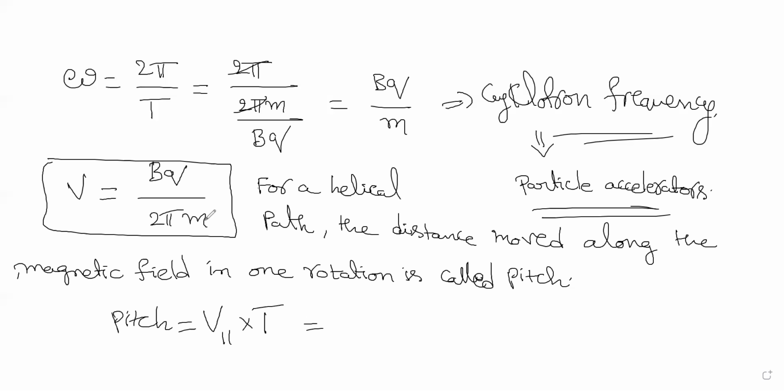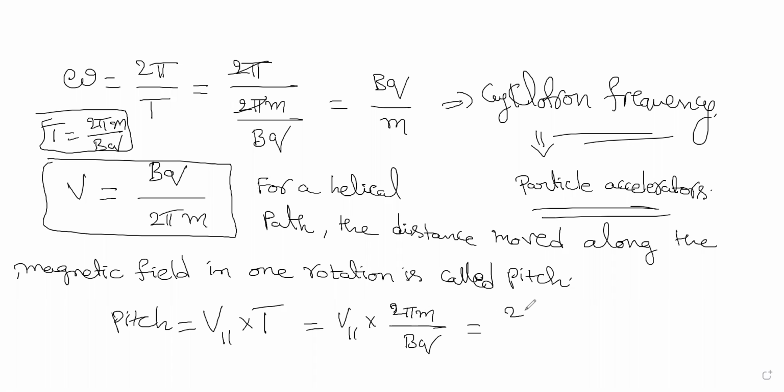What was the expression for the time period? From here itself we can get, T is equal to 2 pi by omega, which is 2 pi m divided by BQ. So V parallel times the time period is 2 pi m divided by BQ. If the parallel component of velocity is given, you can find it: 2 pi m V parallel divided by BQ. This is called pitch.